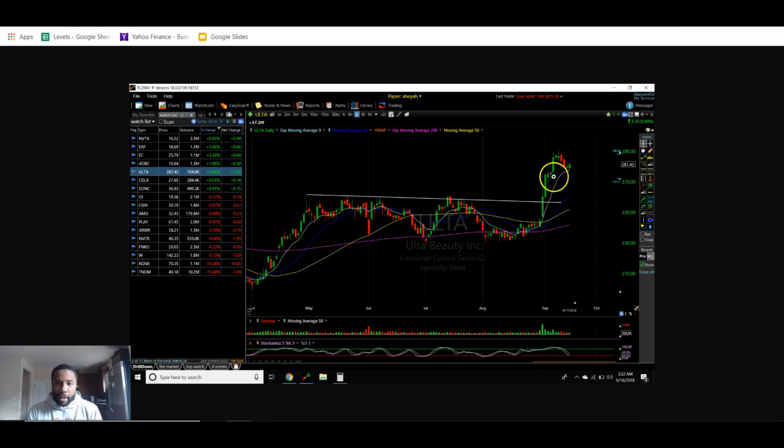So see another resistance area forming, then we get a pop over that. And then we get this tiny pullback into the 9 exponential moving average. I said we got that tiny pullback into the 9 exponential moving average, our shortest term moving average, the one that shows us truly how much momentum the stock really has.